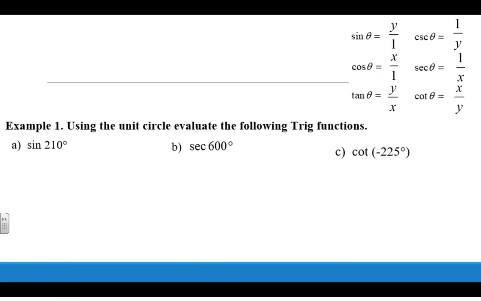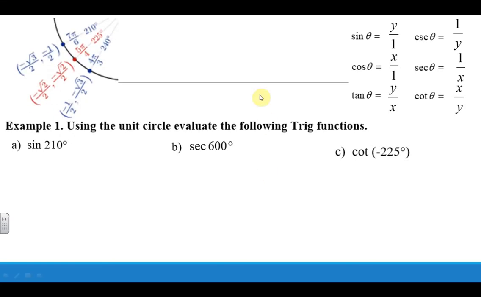Okay, perfect. Now let's actually evaluate these beautiful things using our unit circle. So 210. I'm zooming in on 210. Sine is equivalent to the y value, so really you just have to write negative 1/2. Boom, look at that, done.